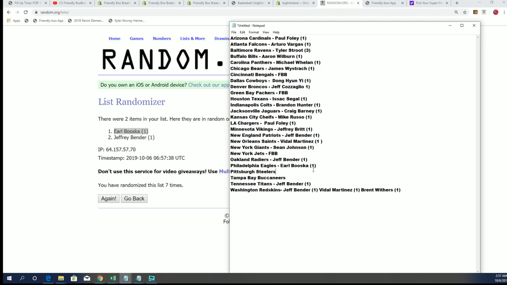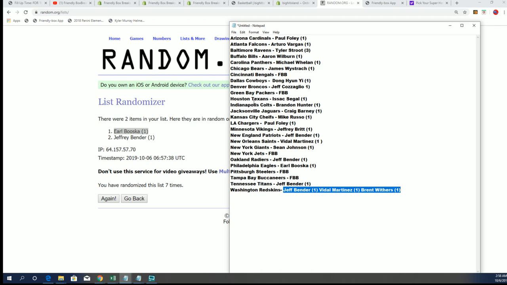And the Steelers are owned by FPB. They're playing the Ravens. I think the Ravens are going to smoke them. Tampa is owned by FPB. Can't remember who they're playing. Tennessee Titans, congratulations. Jeff B. owns the Titans. Here we go, the Redskins.